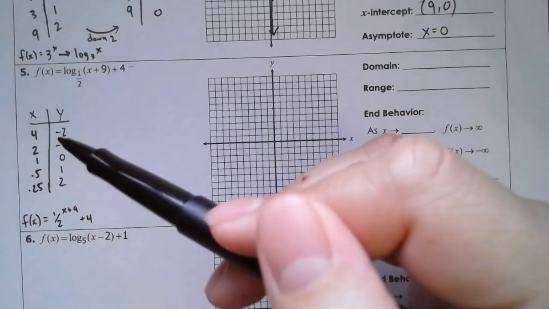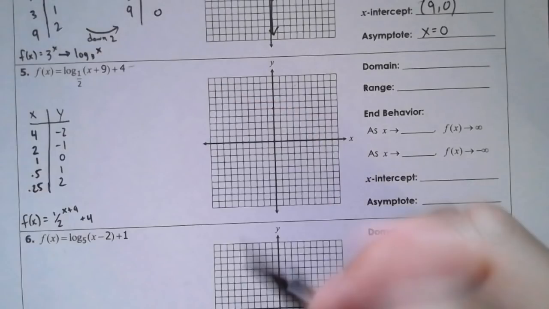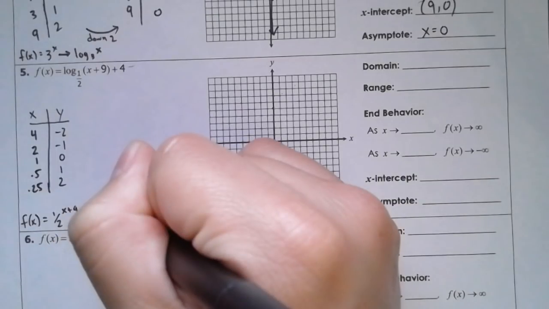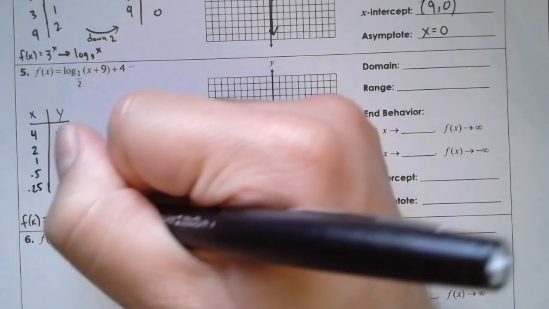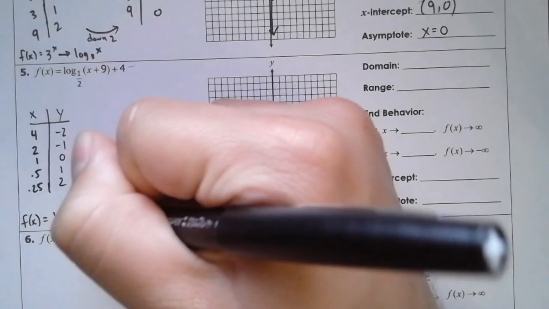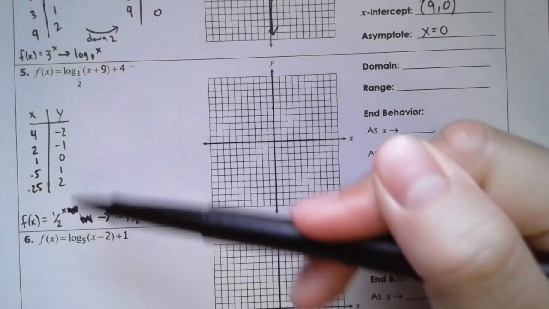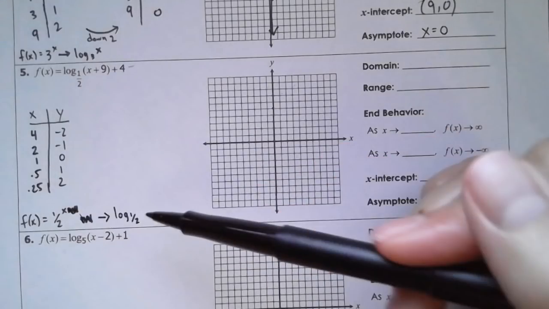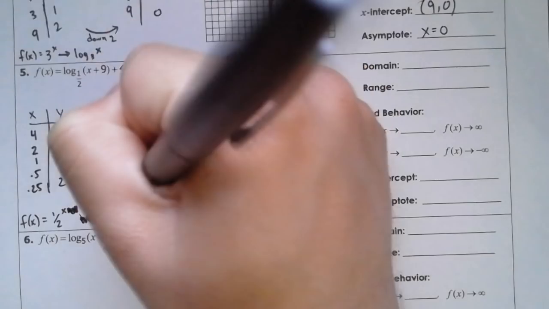This table here represents the following log base a half of, oh, and this is incorrect, sorry, this is the parent function. So sorry, these are the x values when I plug in here, and these are the y values I would get. Okay, so this is log base half of x, and now I can consider this here.